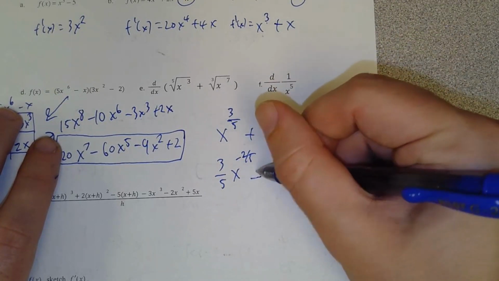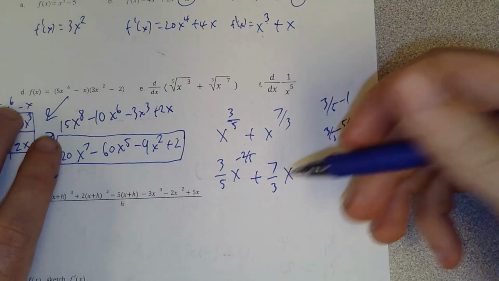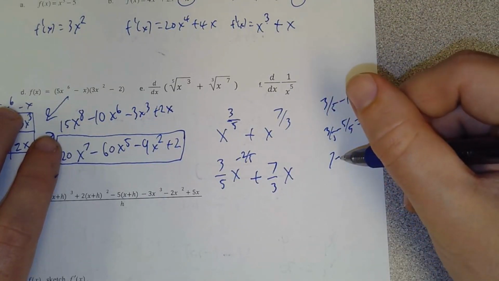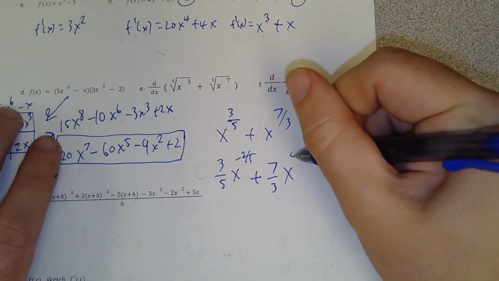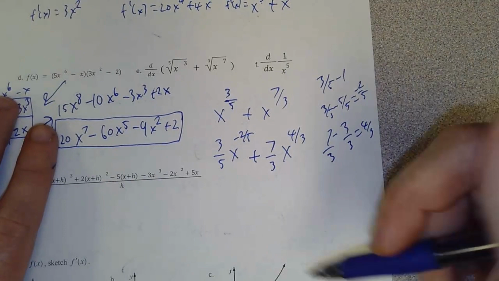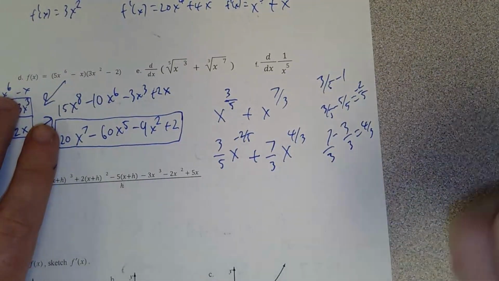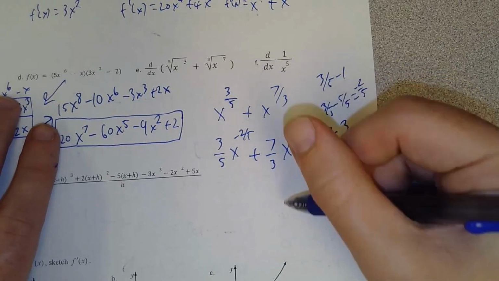And then this one plus, it's going to be 7/3 comes out front, x to the 7/3 minus 1. So 7/3 minus 3/3 is 4/3. So you get that. This would be the derivative. I would accept this answer. I'm gonna go all the way just for reference.